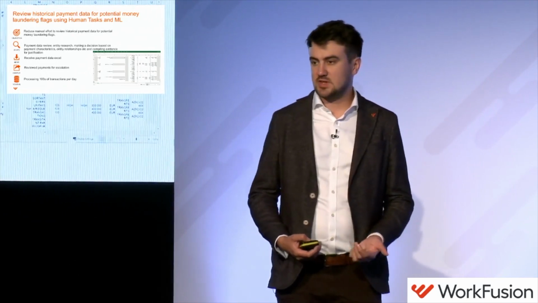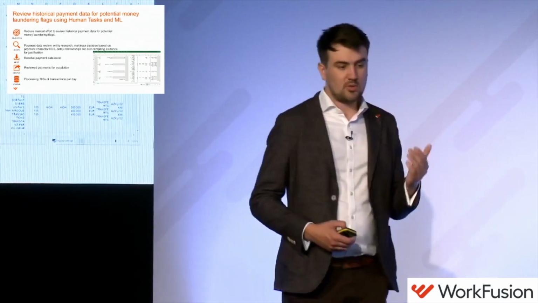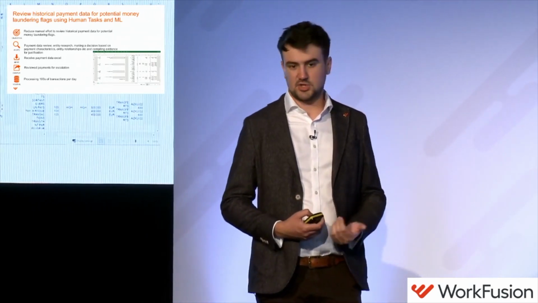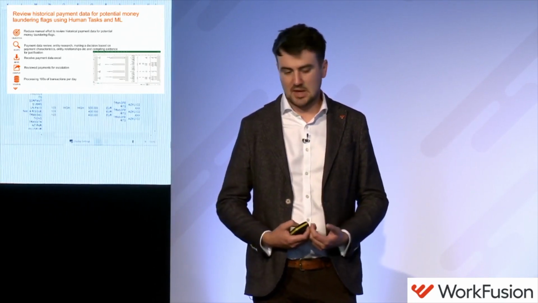So, for example, the relationship between the two entities, the sender and the beneficiary: how easy is it to understand those relationships, and what are they using to inform the decision that they're making?